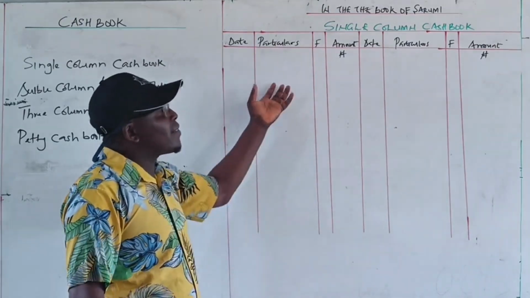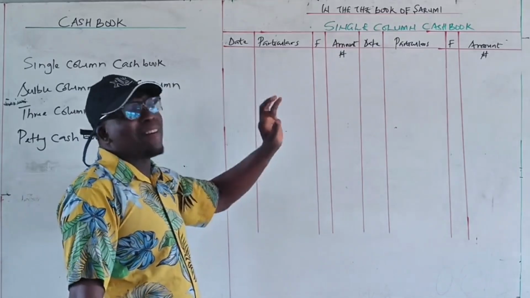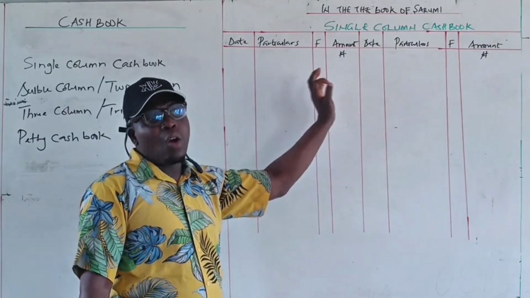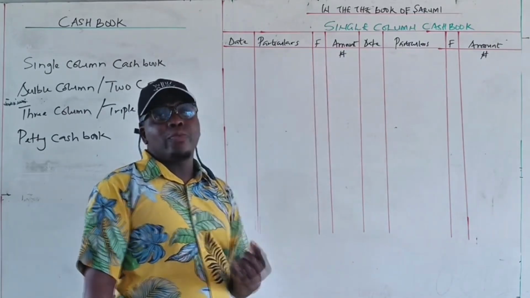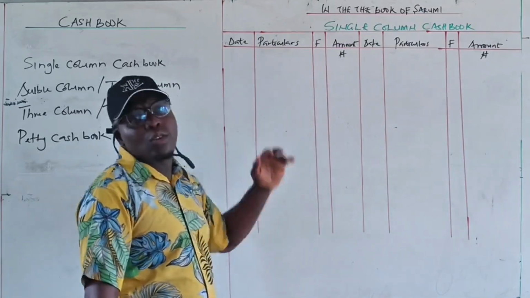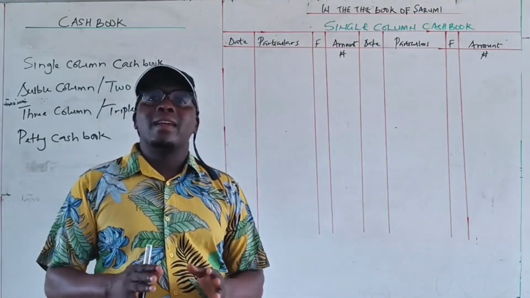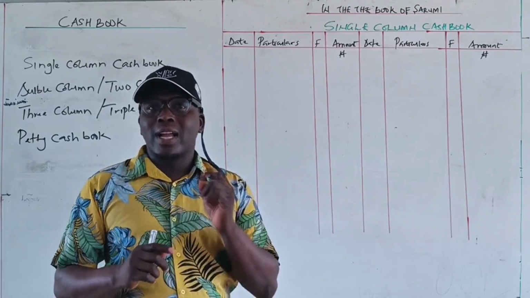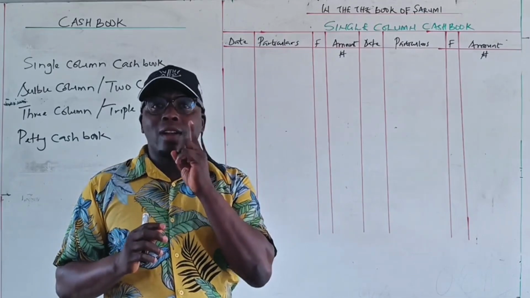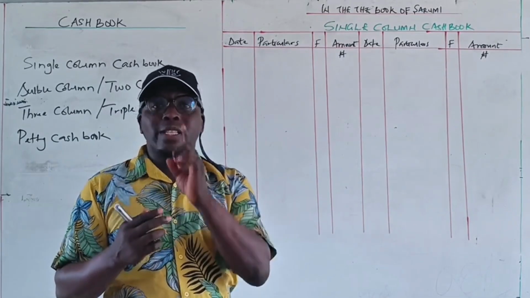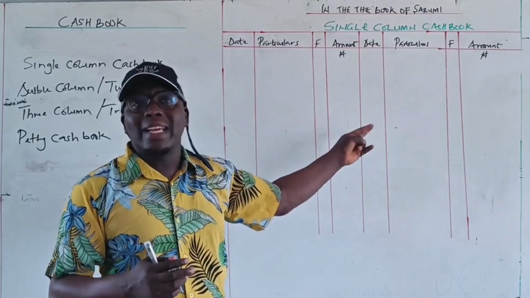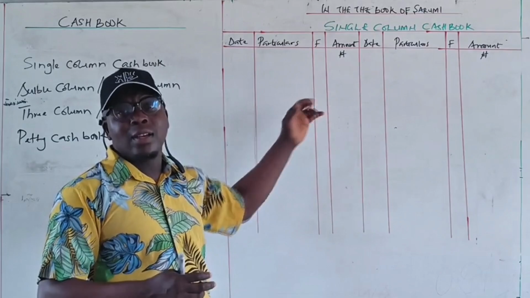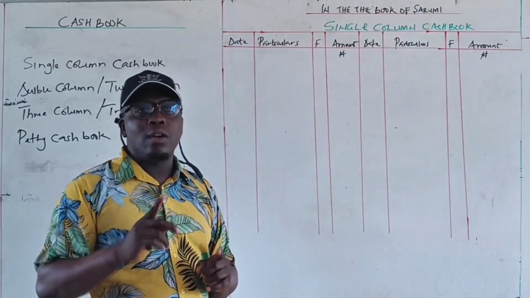As you can see, in the single column cash book we only have a column for amount, not a column for cash or bank. For this single column cash book, the transaction can be made either on cash or on cheque. You can see that we have the word "or" between the two. We cannot combine the two, because combining them makes it a double column cash book. So it records a transaction made either on cash or on cheque.